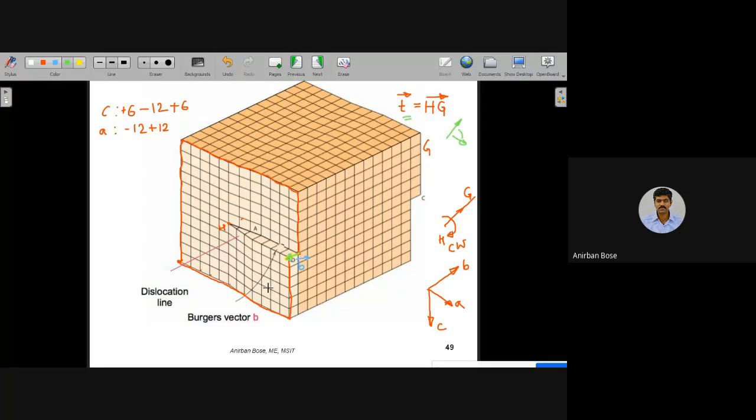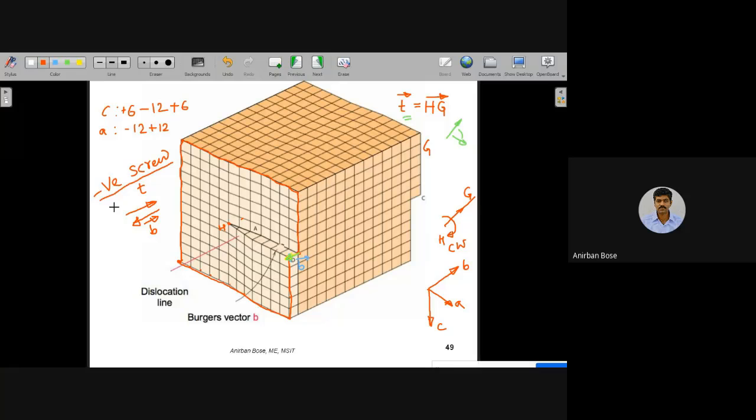But in case of a screw dislocation, we have considered T from H to G. That means this was the direction of T, and finally we have observed that the direction of B is this one. So T and B are 180 degrees apart in this particular example. So B and T are basically along the same line, opposite in sense. So this particular screw is called a negative screw.